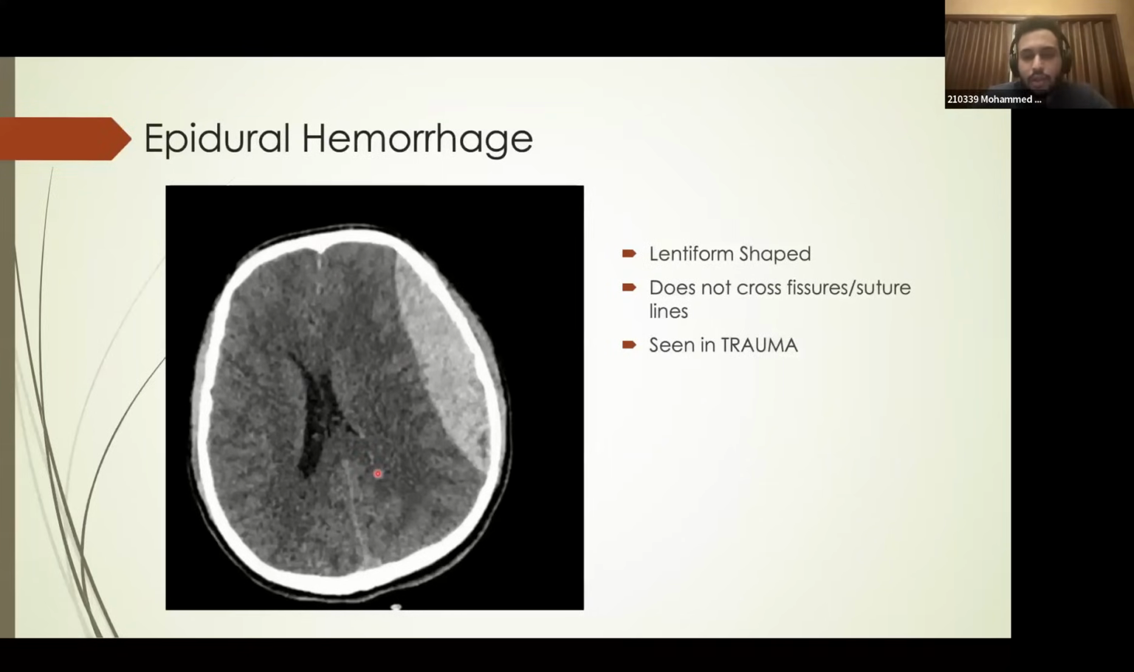What you need to know for this, just as a concept, is that they'll give you a picture of this. What is this? Epidural hematoma or epidural hemorrhage, lentiform shaped. Those are the facts I have on the slide. There's nothing else. Just be able to recognize what this is. And it's pretty simple.